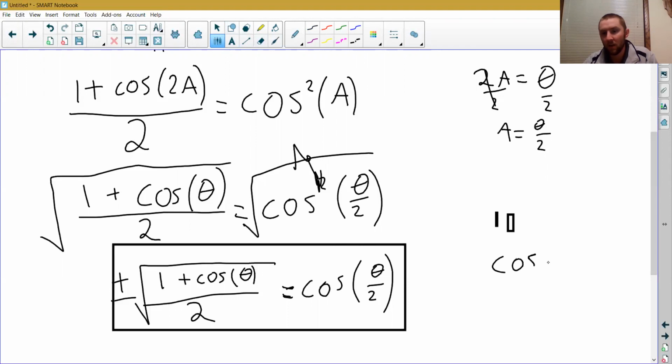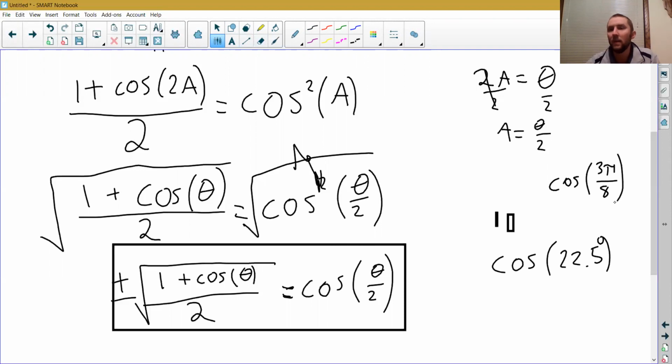Say the cosine of 22.5 degrees, right? We can find an exact value for the cosine of 22.5 degrees. We can find an exact value for the cosine of 3 pi over 8. Okay, all kinds of new values that we can find exactly by using this formula. Okay, recognizing that 22.5 is just 45 degrees divided by 2, right? So we would put 45 over here, we would do this formula, right? And we would go from there.